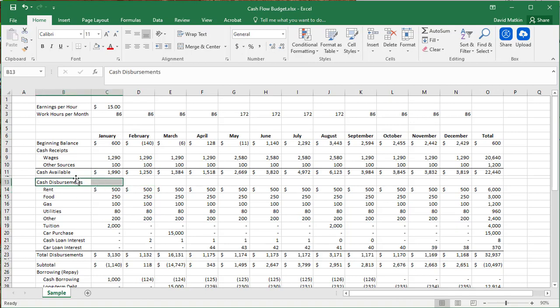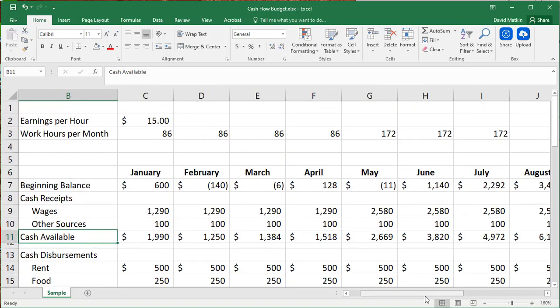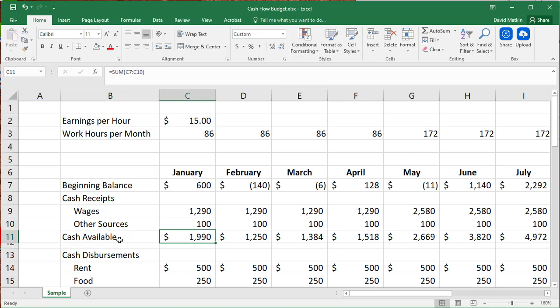The next section: the cash inflow section ends with a row called cash available. That's simply the sum of the cash that was available at the beginning of the month and the cash that came in during the month. That's all the cash that's available, the beginning balance plus the inflows.